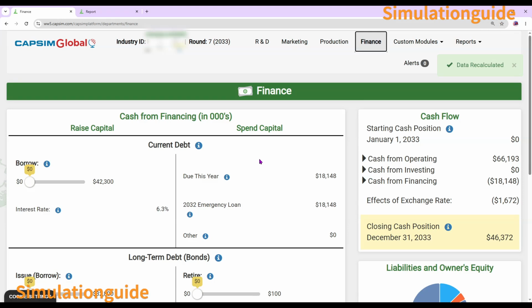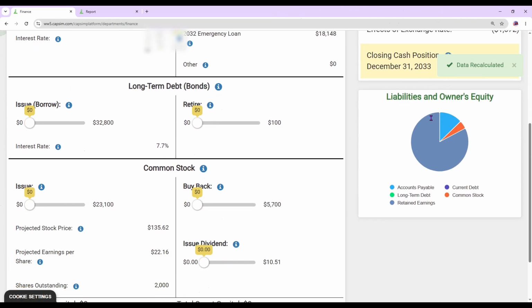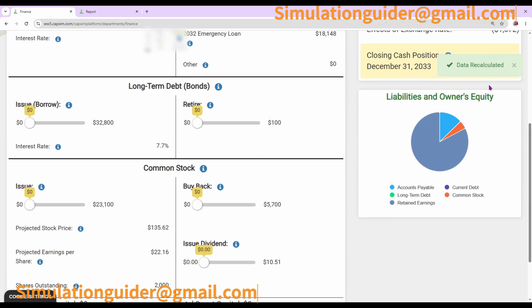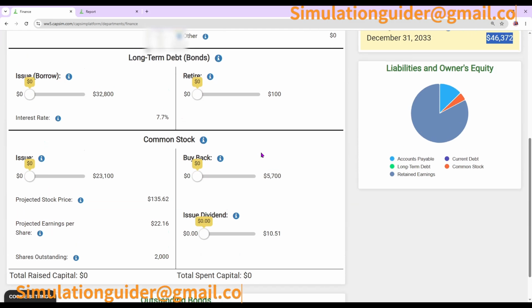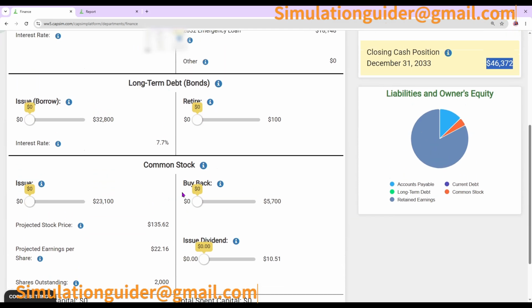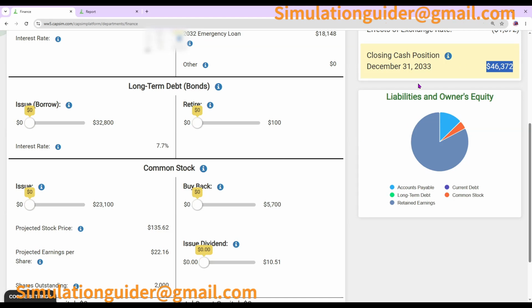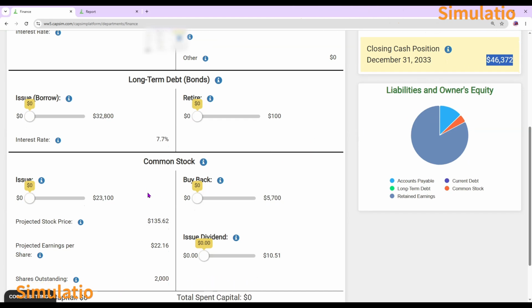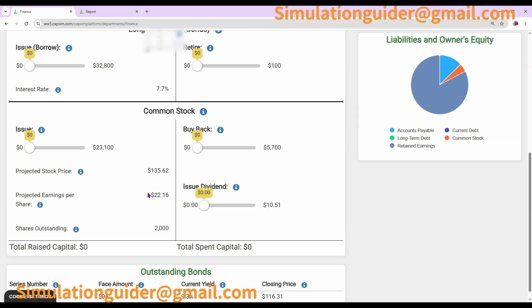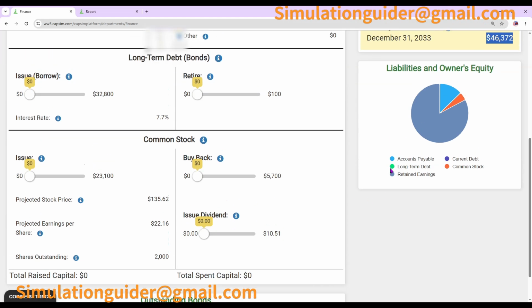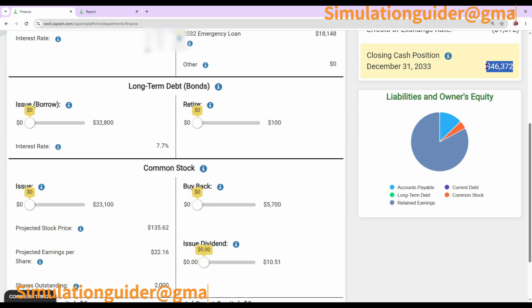And under finance, we haven't done anything, and you can see that our cash position is at 46,372. That's a very good number, considering we have cleared everything that we have. This is actually after we have done our decisions, meaning all the costs have been removed from the finance department, and you can see our cash position is very good.